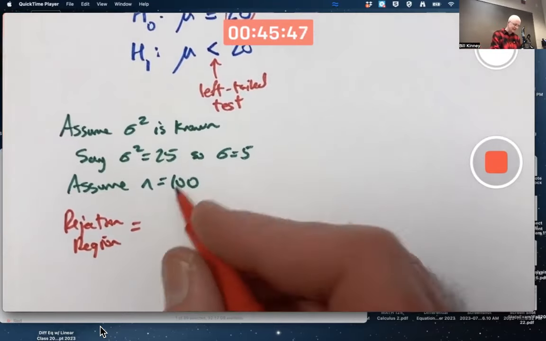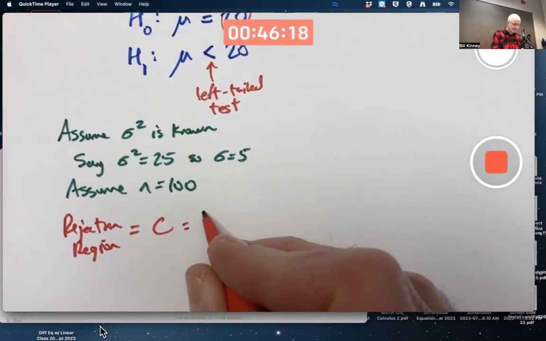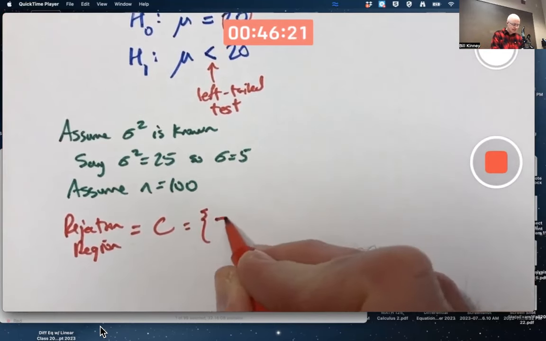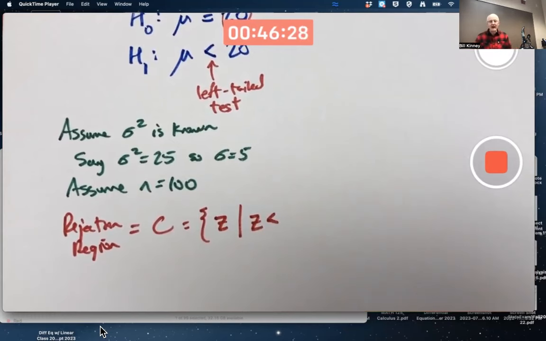Oh, you can call it C again. There's a couple different ways this could be thought of. You can either think about the critical or rejection region in terms of values of the sample mean X bar, or probably more common is to think about it in terms of the corresponding Z value. Let's do it the more common way. The corresponding Z value, the set of all Z's such that Z is less than something. Less than what? It's up to you. But what you pick is going to affect what alpha is.